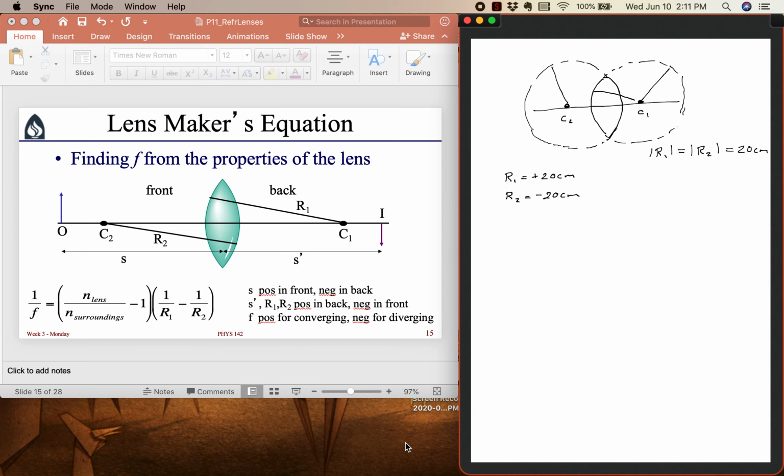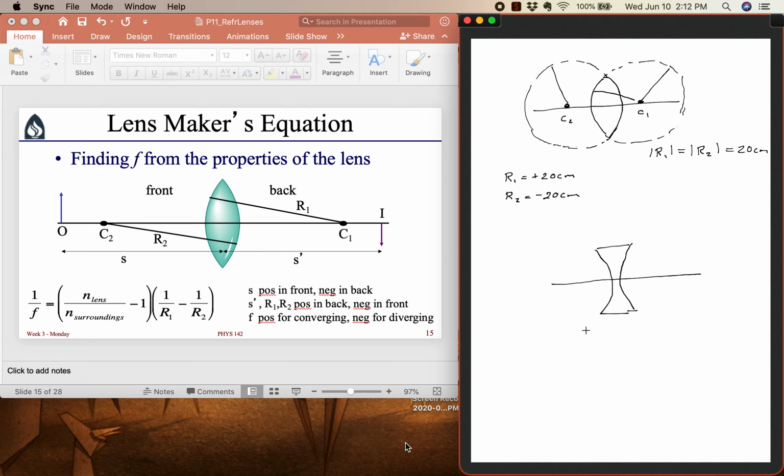Then what about the diverging lens? In the worksheet we also have to figure out the focal length of this diverging lens. The diverging lens is a biconcave lens. It looks something like this. Here's our principal axis through the middle.